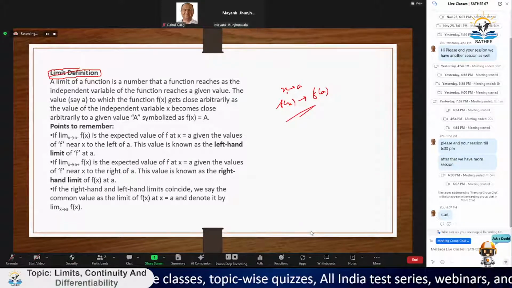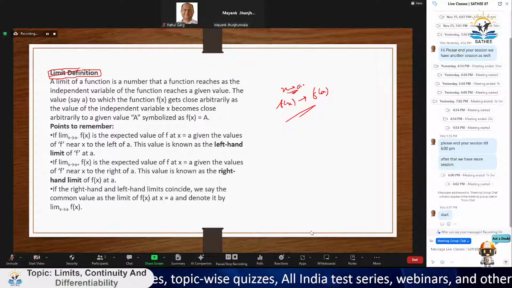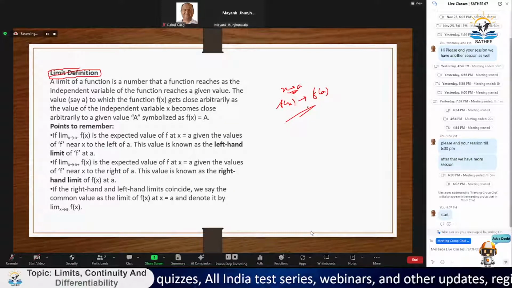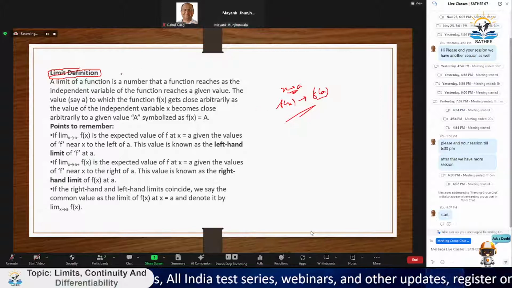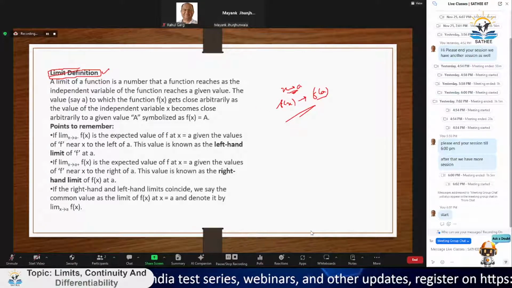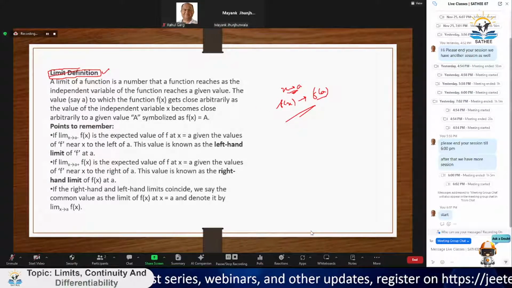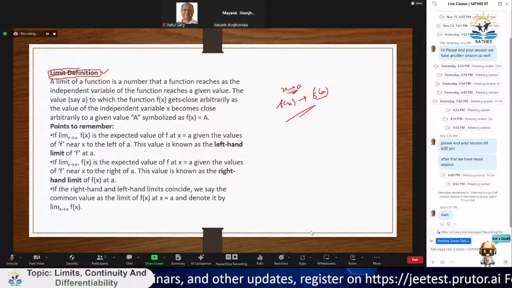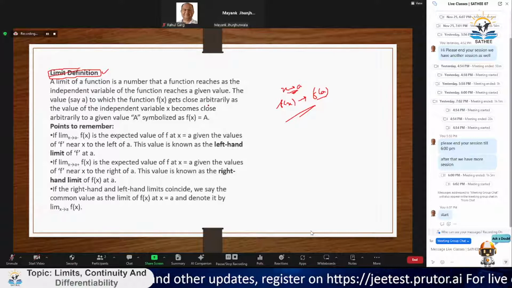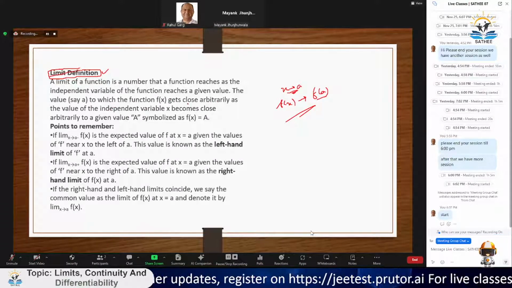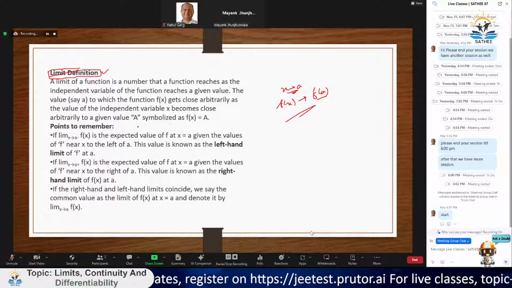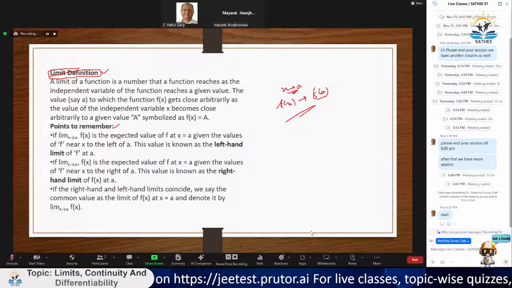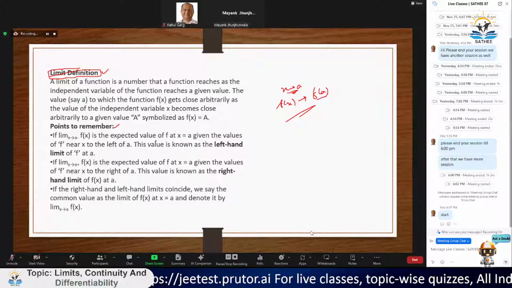It means that if your independent variable is tending to some point, then the value of the function which is dependent on this independent variable should also tend to the value of the function at that point. If this thing exists, then your limit exists at that point, otherwise it does not. So I hope you got it. So the value to which the function gets arbitrarily close as the value of the independent variable becomes close to that point.